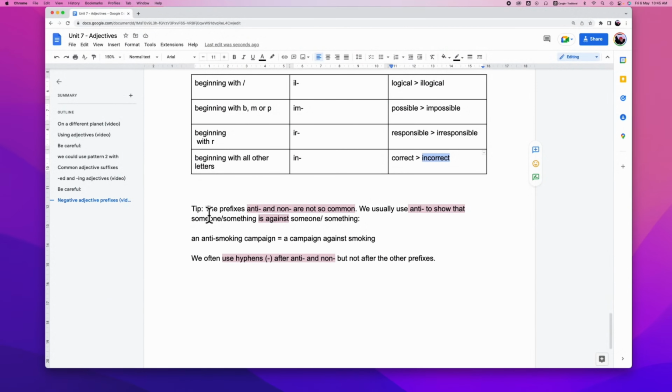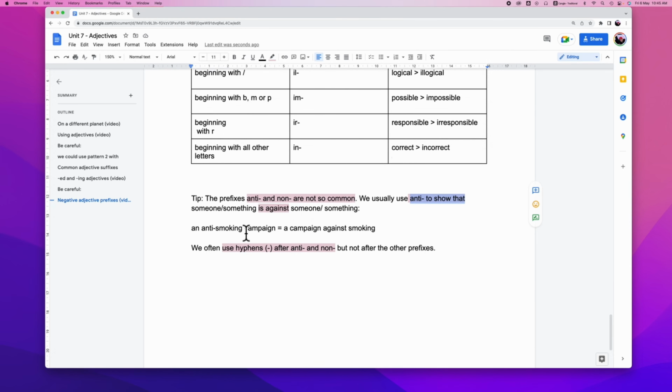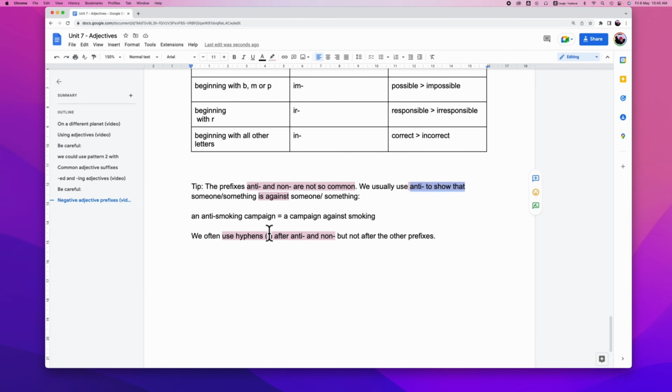Now, some tips for you. The prefixes anti and non are not as common. We usually use anti to show that someone or something is against another someone or something. For example, an anti-smoking campaign is a campaign against smoking. Also, with anti or non, we usually use a hyphen after these two prefixes, but not after other prefixes.